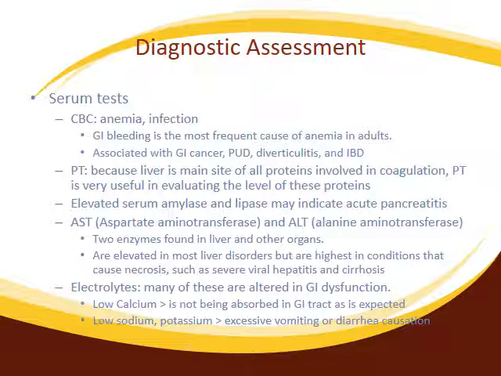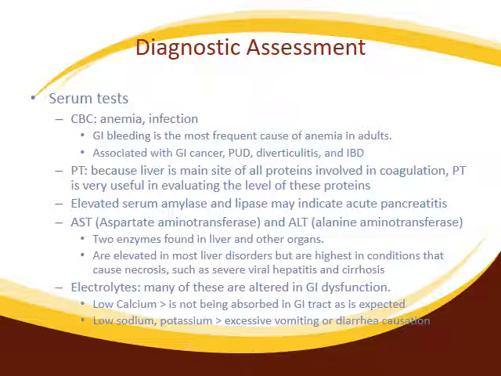CBCs would be done. Of course, we're going to check for anemia and infections. GI bleeding is the most frequent cause of anemia in adults. Okay, so if you have an anemic patient, it's essential that we evaluate the GI system. If they haven't had a colonoscopy, they need one to check for bleeding in the GI tract. It can be associated with GI cancer, peptic ulcer disease, diverticulitis, or IBD, inflammatory bowel disease.